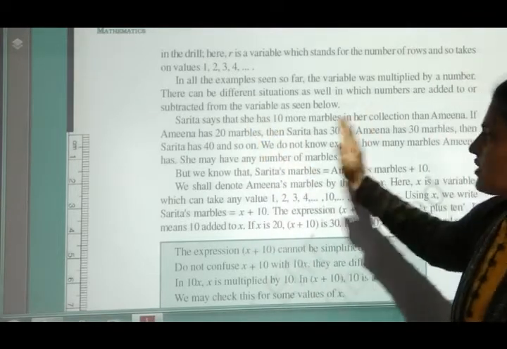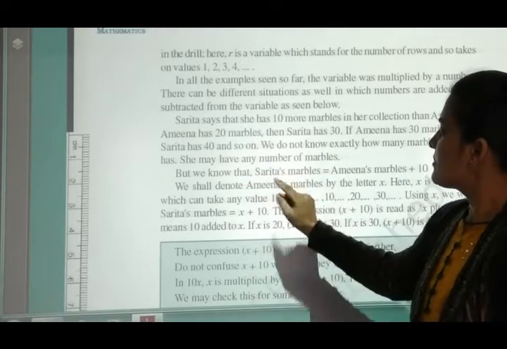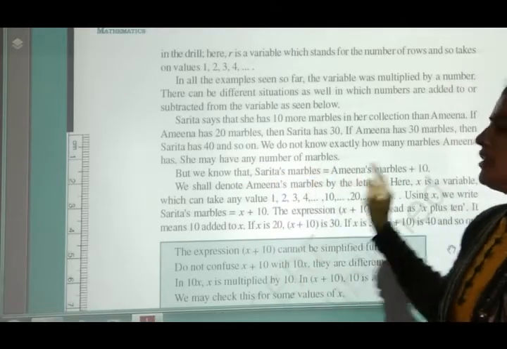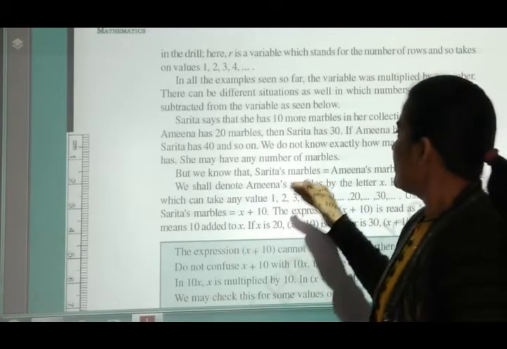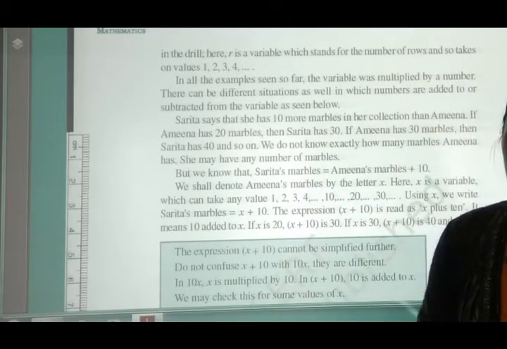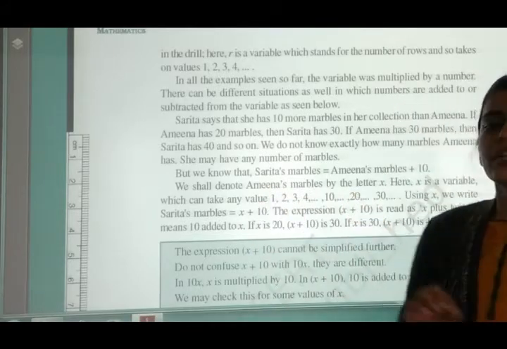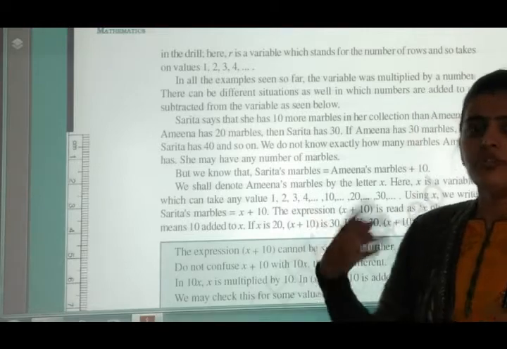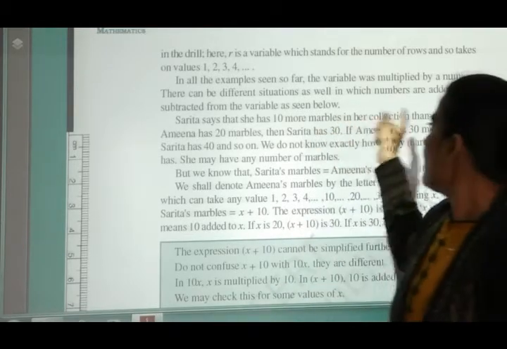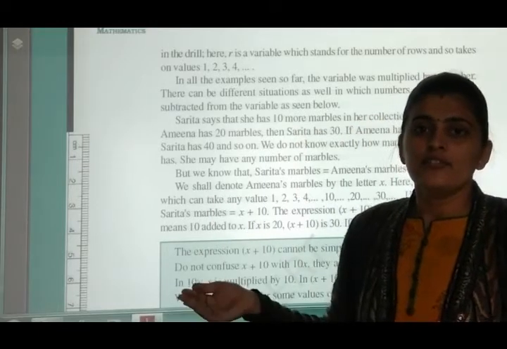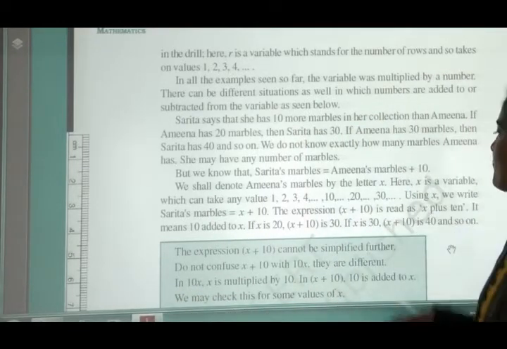Then we will get the answer of Sarita's marble. So here the formula becomes that Sarita's marble is equal to Amina's marble plus 10. Now for a general formula, we can say that Amina's marble we denote by a letter X. We don't know how many marbles Amina has. Is there any fixed value? No, a fixed value is not there. So we will take X.